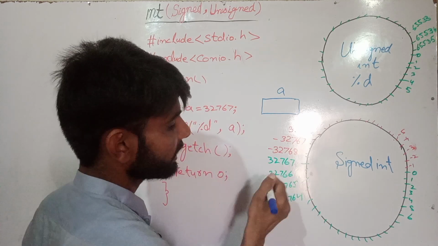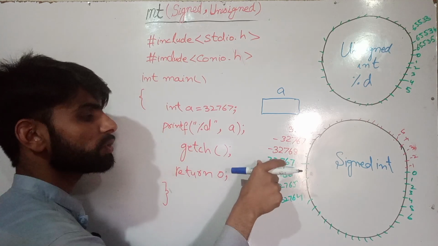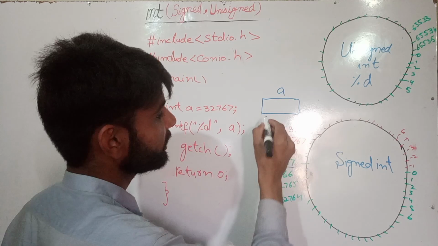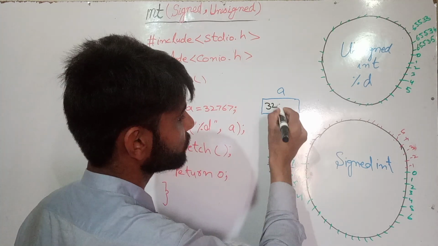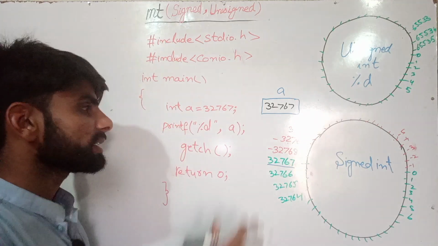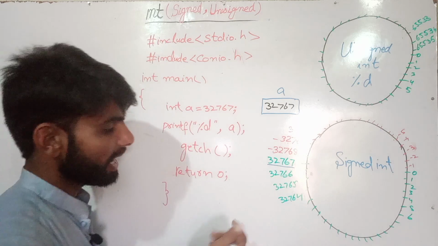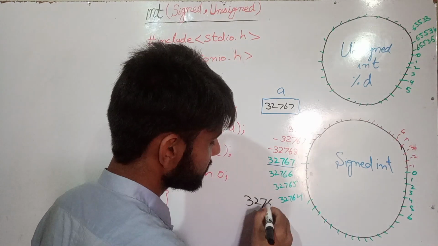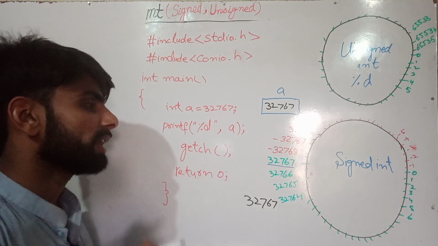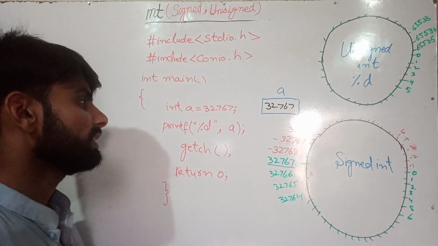Now we check 32767. This is the range limit, the last positive value of signed int. Now this value is assigned to this memory, 32767, so it comes into the range. As it is, this value is printed on the screen, 32767. Now we change the values, then we will see what happens.